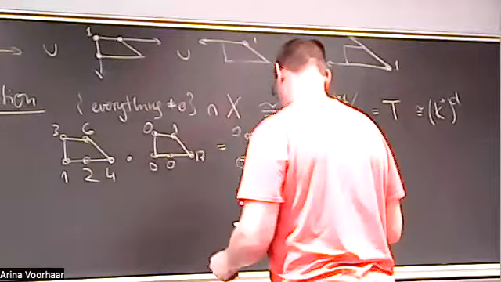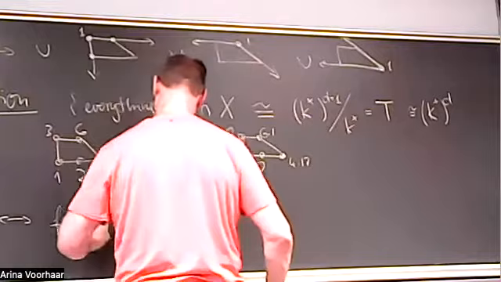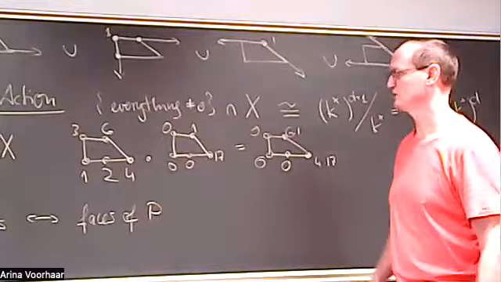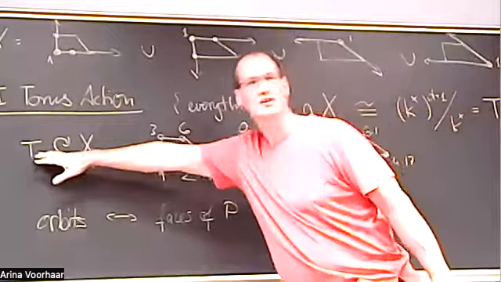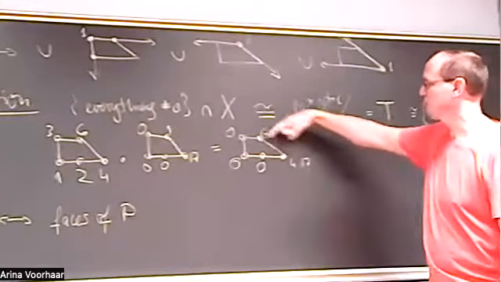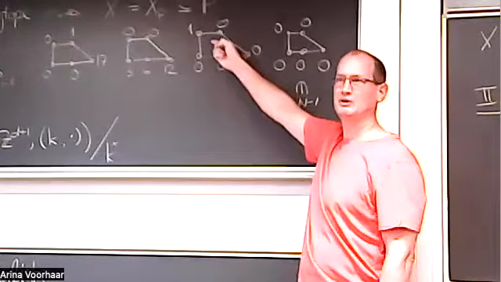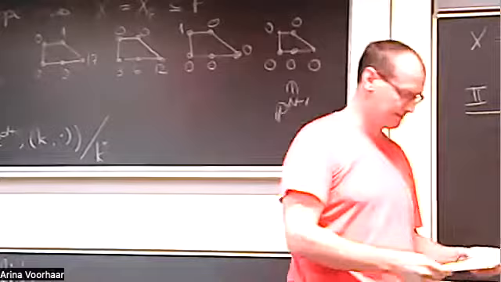Orbits are in one-to-one correspondence with faces, including the dimension. So, we have the big torus itself, that's one orbit. That corresponds to the entire polygon, so the dimension 2 in this case. This torus orbit is just non-zero numbers here. That's a one-dimensional orbit. And on this point, you can act with whatever torus element you want, you will always get the same point back. So that's a fixed point.